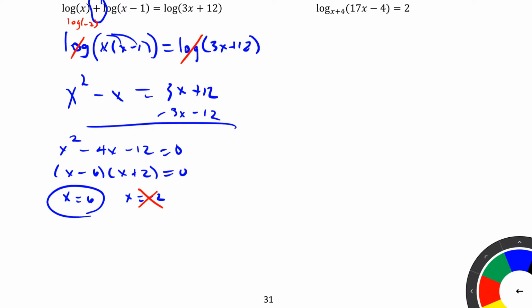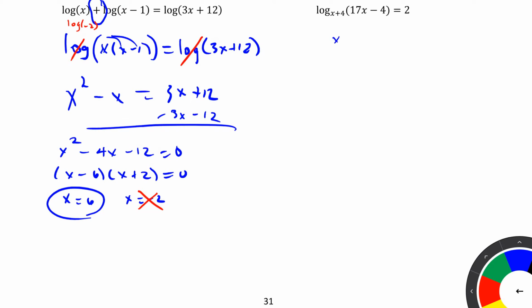For the last one here, this actually, like I said in class, was an old Regents question. So for this, we have to remember that this single logarithm can be changed to an exponential equation. So I can make it x plus 4 to the second power equals 17x minus 4. So understanding how to change from the logarithm to the exponent is really your first step there.